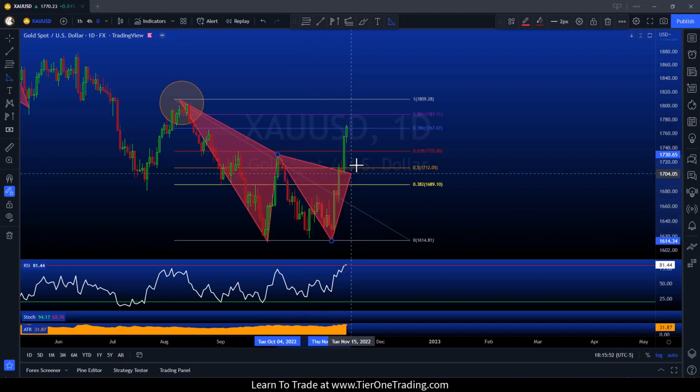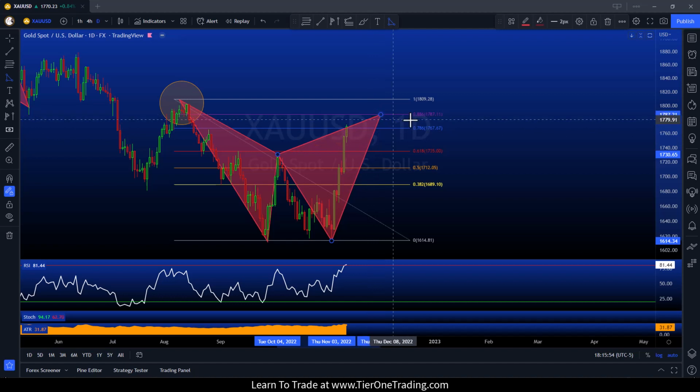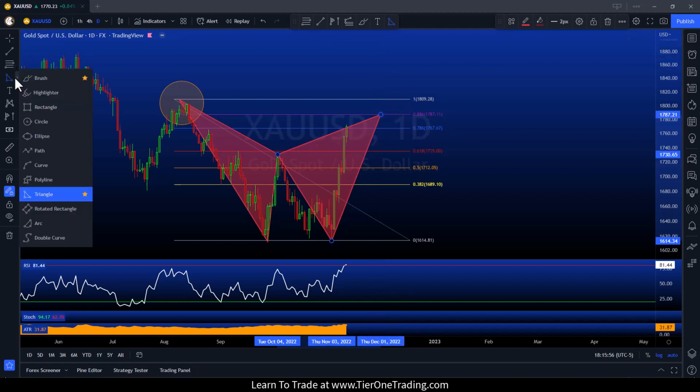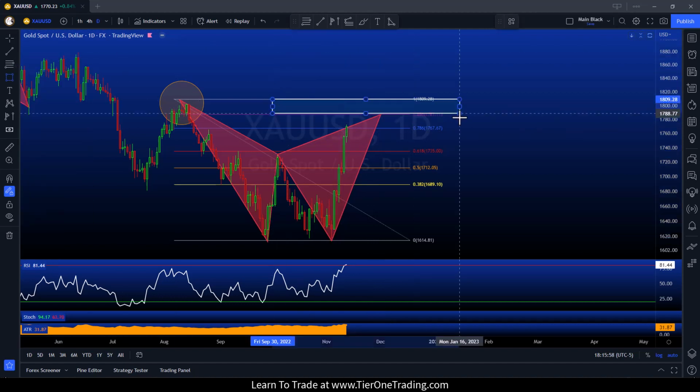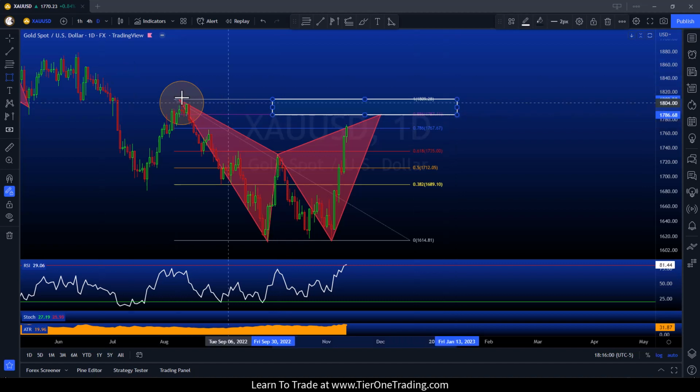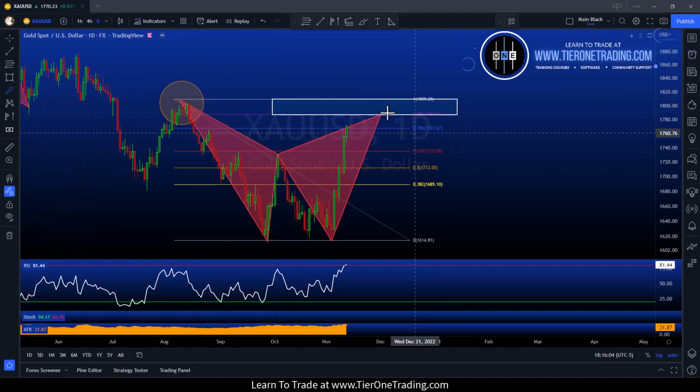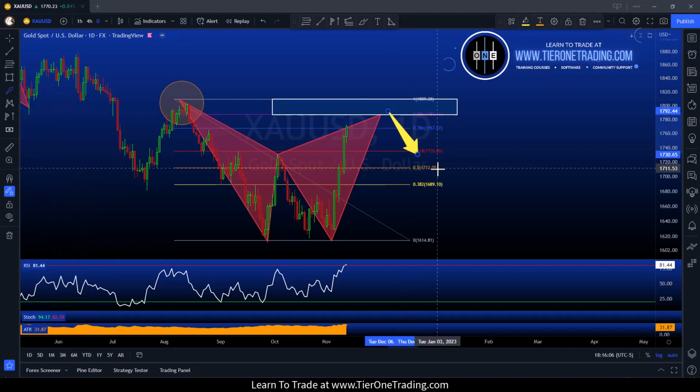B to C right down here, and then a CD, our completion point is at our 886, and our completion zone is going to be to the X leg, so the high of our pattern. So this area right here is where you're looking for your bearish move.